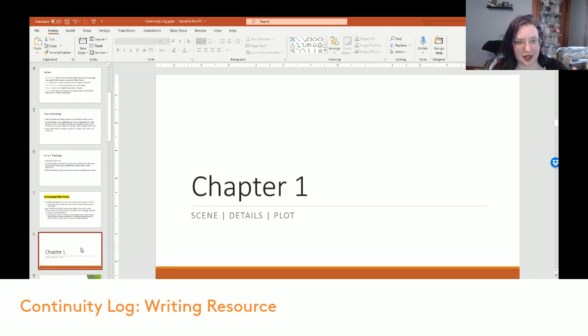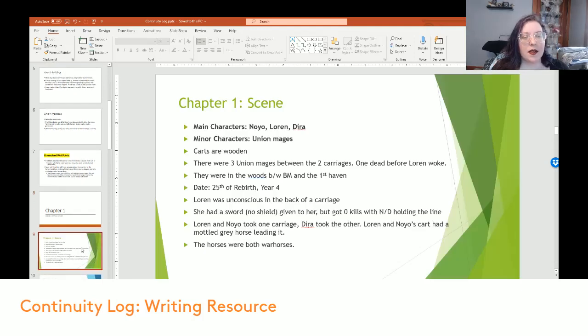Now, back to the layout on a chapter by chapter basis. Scene. For me, this is everything that physically happened or is just a fact about it. It's just the quick and dirty version. So it's like, who's there? Are they main or are they minor? Things like the carts are wooden. I don't want to have them suddenly become steel carts in chapter 2. And that's something, again, that's very easy to forget.